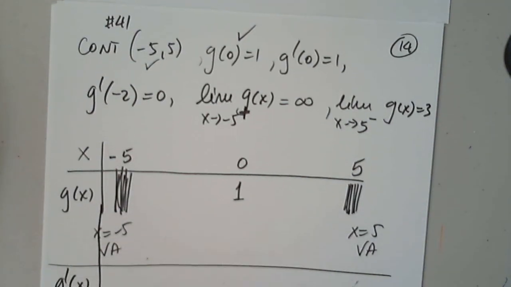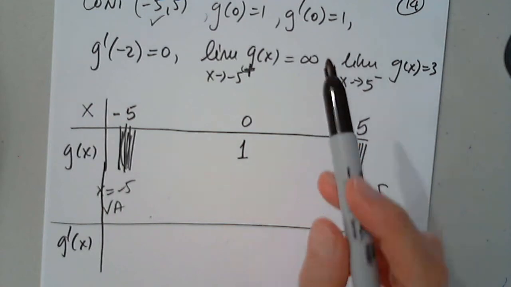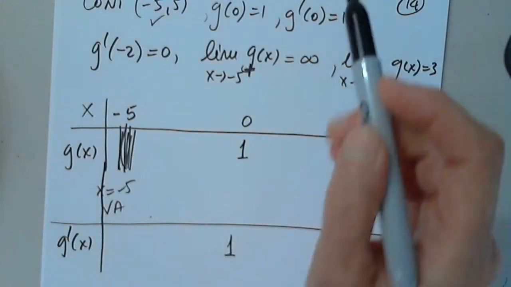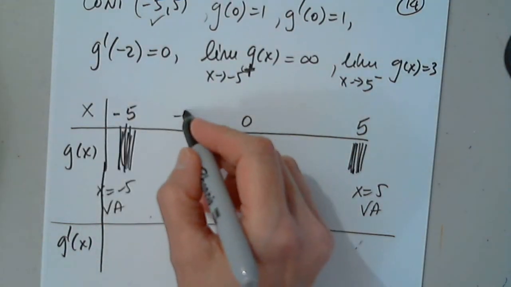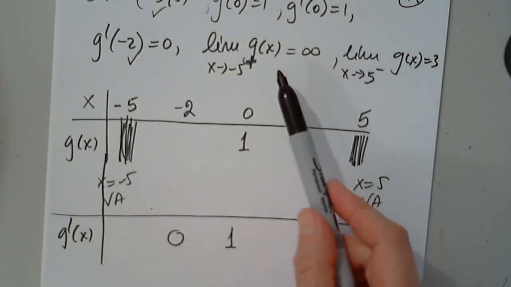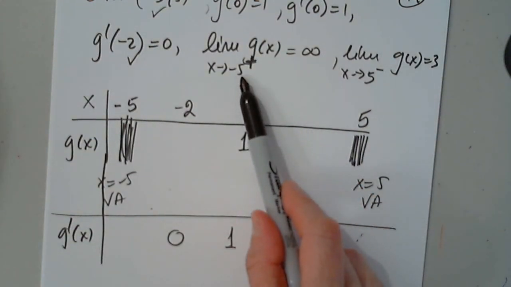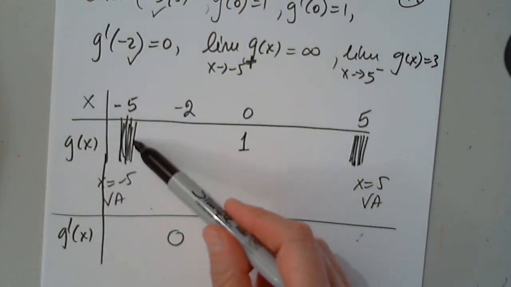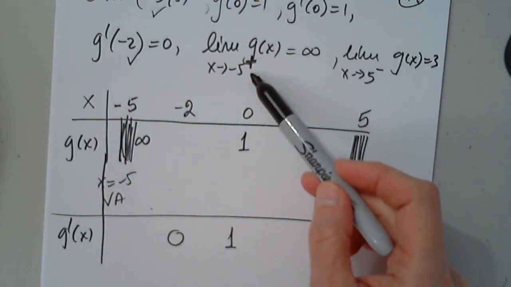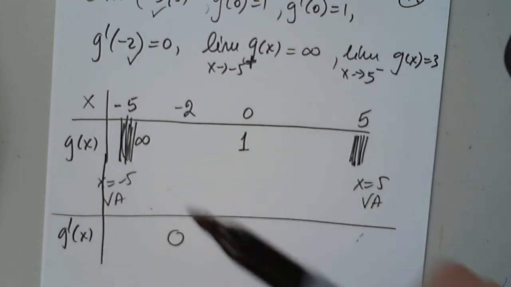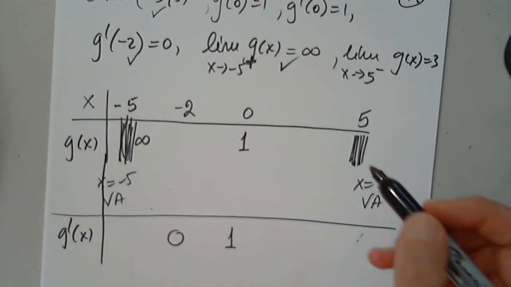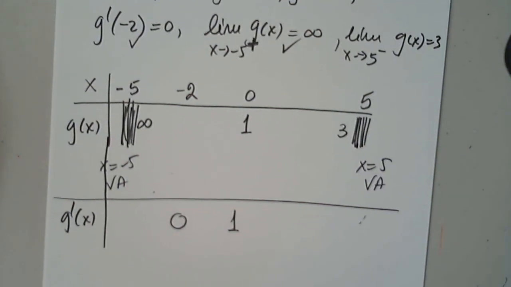Now, g prime of x. G prime of 0 is 1. Okay, that's done. G prime of -2 is 0. That's done. The limit at -5 from the right, that's infinity. Done. The limit at 5 from the left is 3. Good.